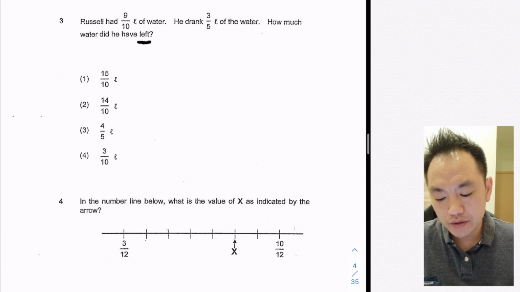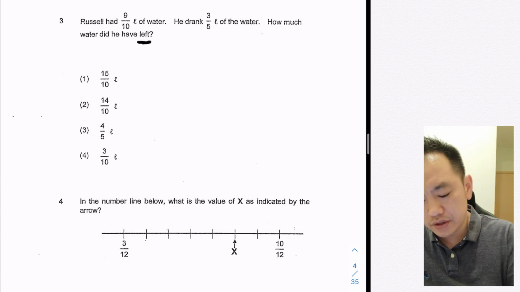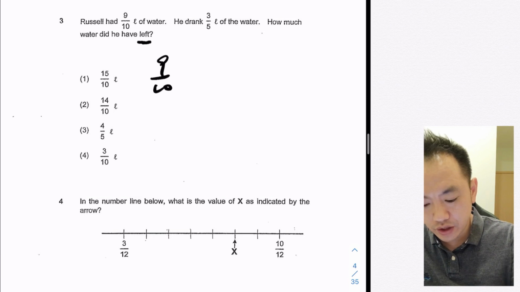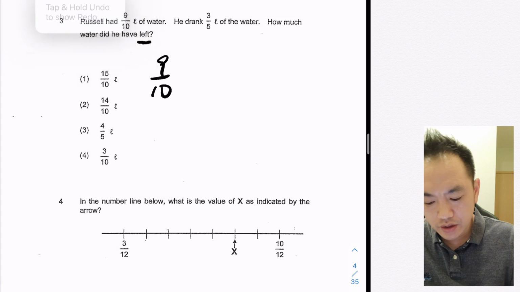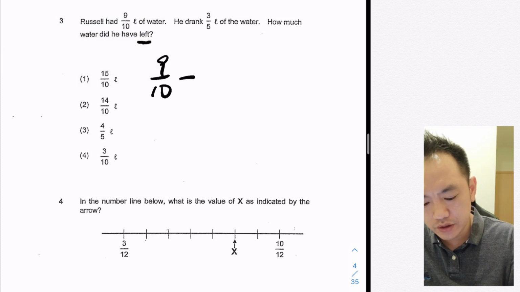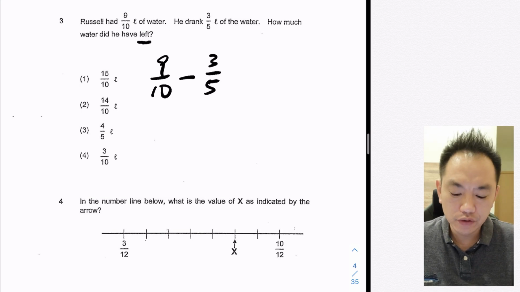So he had 9 out of 10 liters of water. He drank 3 out of 5 liters. Okay, and they want to find out how much was left. So basically, you take how much water he has, and then you minus the water he has drunk. Okay, so this is a subtraction of fractions.